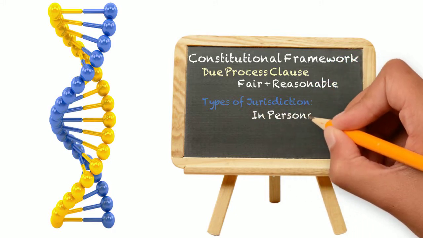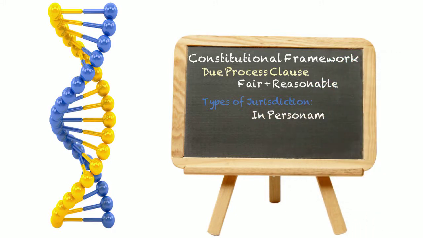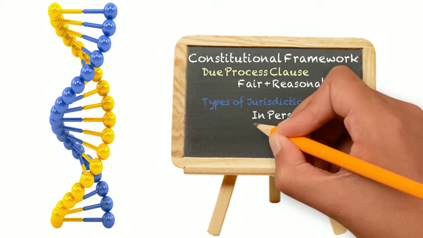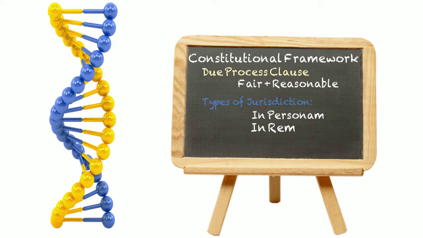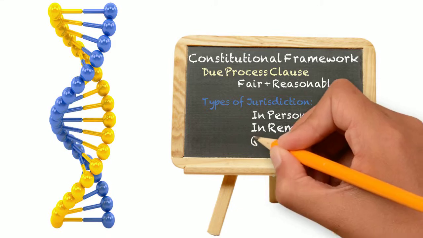In personam is when the basis of the forum court's authority or jurisdiction over the defendant is because the defendant is present or lives or has a representative or agent in the forum state. In rem is when the basis of the forum court's authority or jurisdiction over the defendant is because the defendant owns property in the forum state, and that property is the basis or the reason why the plaintiff is suing the defendant.